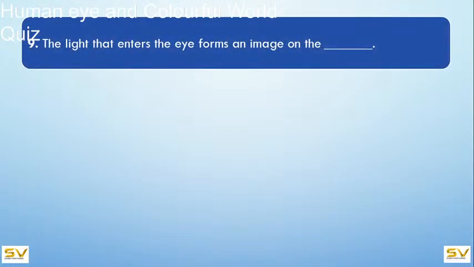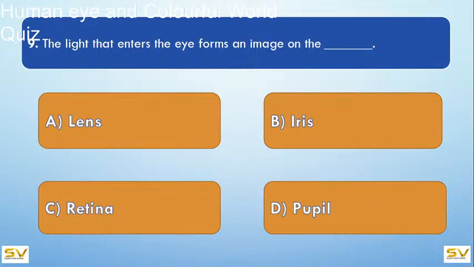Now coming to the next question. The light that enters the eye forms an image on the dash. Is it lens, iris, retina, or pupil? I got an answer from Rihan. It's retina. Harsha also answered it, Alim Khan, Razak, Reddy Bhavana, Rihan, Kalpana, Amruta, Sushmita.